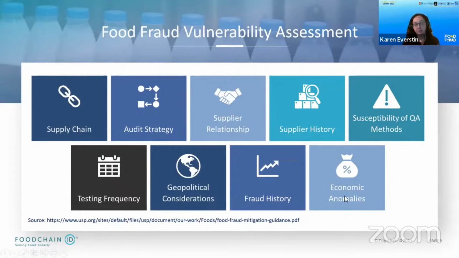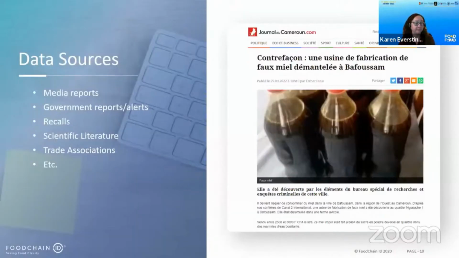This USP document calls this factor in the bottom right economic anomalies, but really what that is implying is the economic environment for a commodity, for example, and even thinking more broadly about what's been happening with the COVID pandemic, those kinds of societal situations that could impact the economy and the marketplace and the supply chain, all of that. So there can be a lot to consider for a food fraud vulnerability assessment.